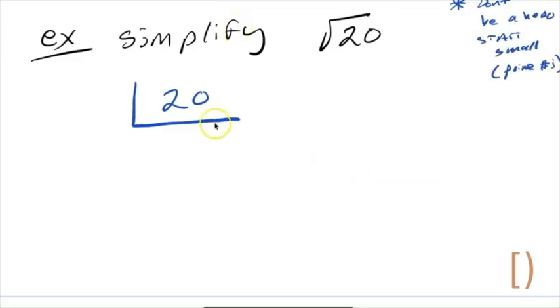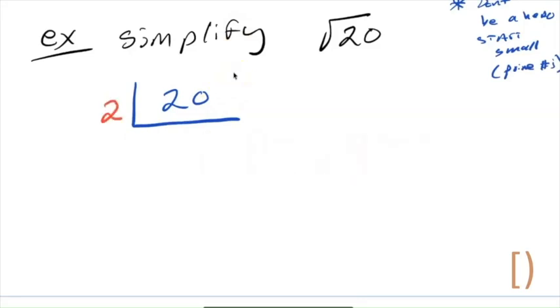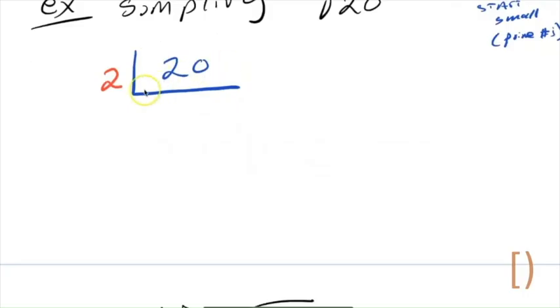I'm not going to divide this by 10. It's not a prime number. I want to start small. Don't be a hero. Start small. So prime numbers, the smallest prime number I know is 2. That's not 1. And then you just go 20 divided by 2. That's 10. And then we're just going to do it again. Okay, how do I divide 10? That's 2 and 5. And that's as far as I could go. 5 is a prime number. I can't do anything else.